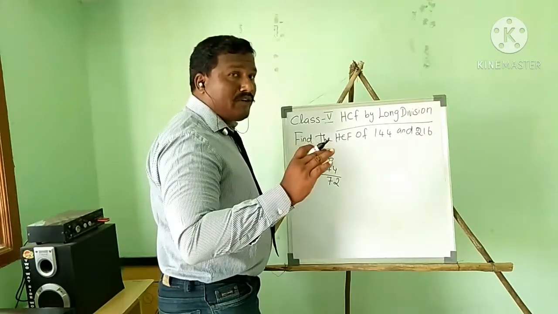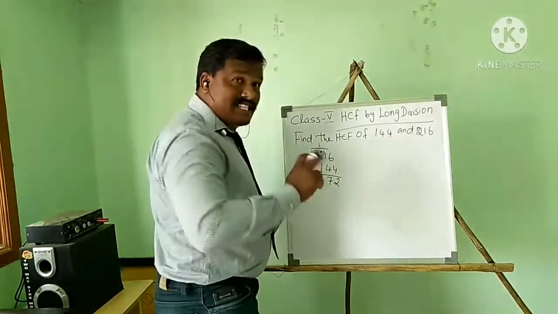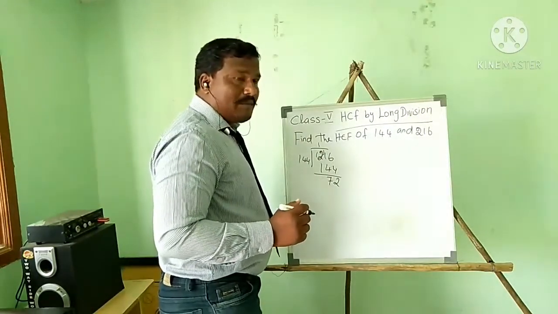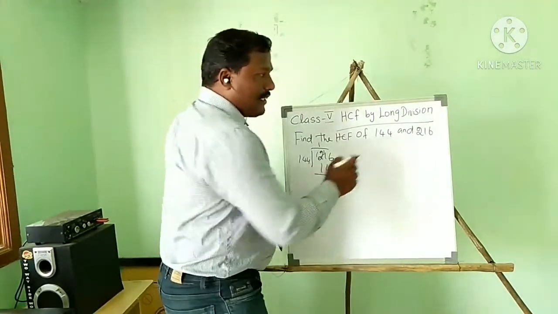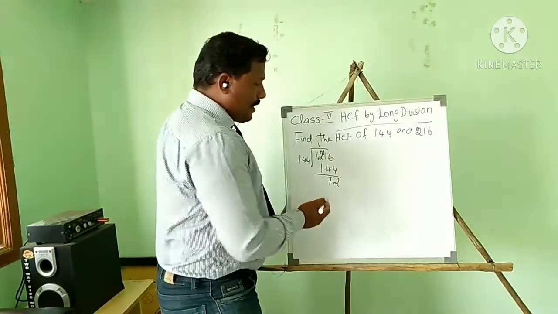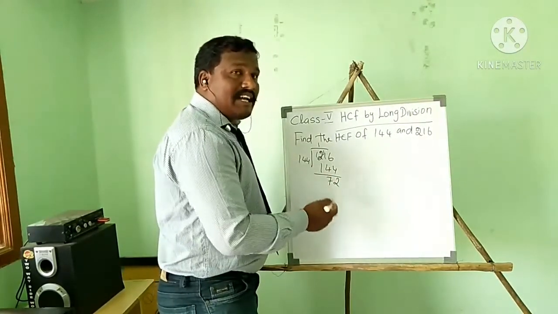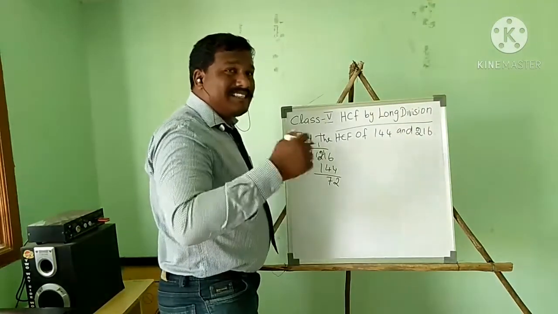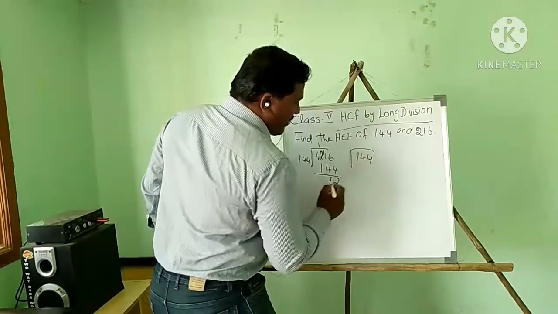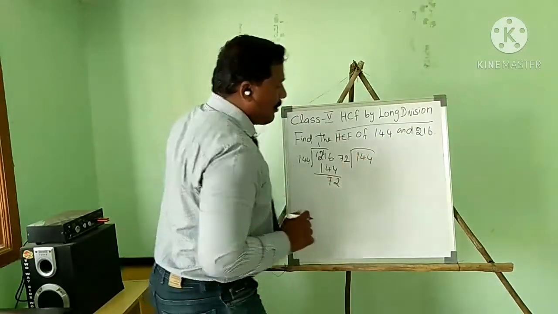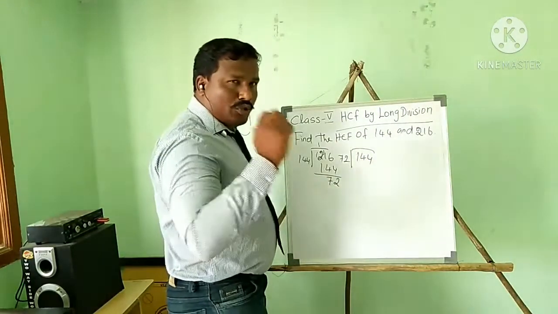Now what you will do: 144 is now the dividend and the remainder is the divisor. Do you understand what I am telling? Before, 216 was the dividend and 144 was the divisor. Now after this division, the remainder 72 is the divisor and 144 is the dividend. So now we have to divide. How many 72s are there in 144? 2 times are there.